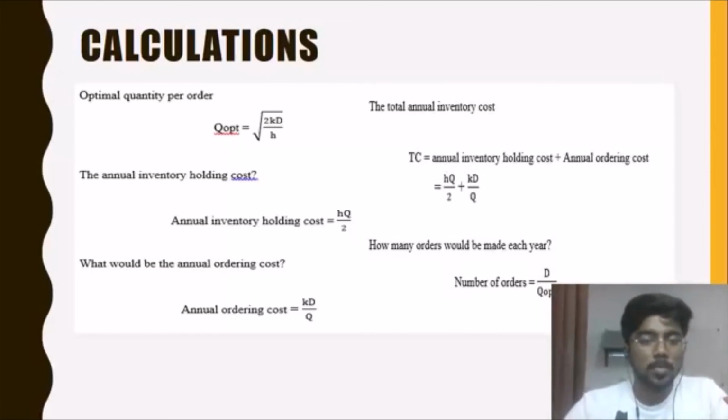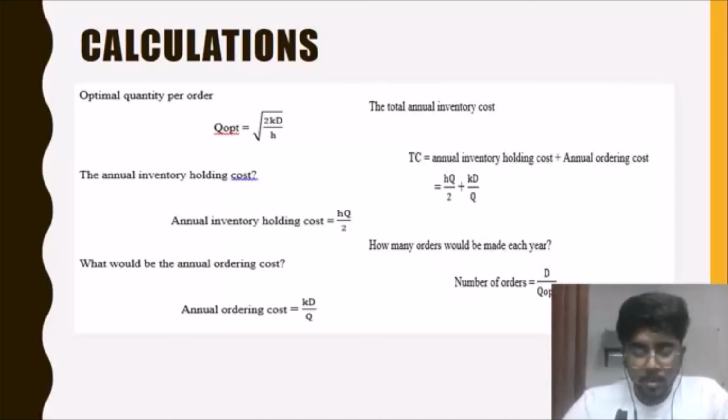Optimal quantity per order is the square root of 2KD over H. K stands for cost of placing an order, D stands for annual demand, H stands for annual per unit carrying cost. Annual inventory holding cost is HQ over 2, and annual ordering cost is KD over Q. So the total annual inventory cost is the sum of the annual inventory holding cost and annual ordering cost, which is HQ over 2 plus KD over Q.